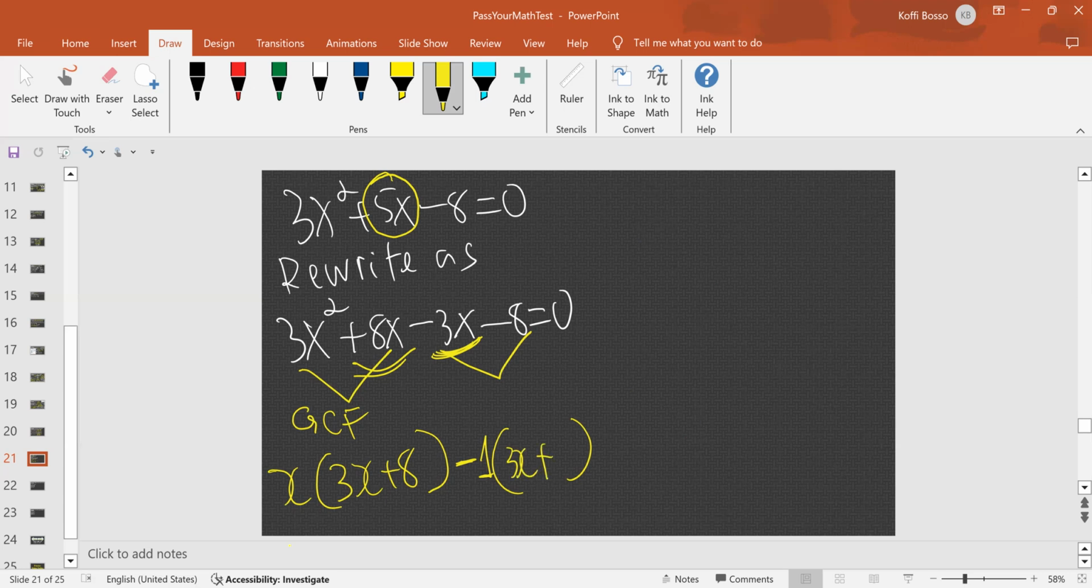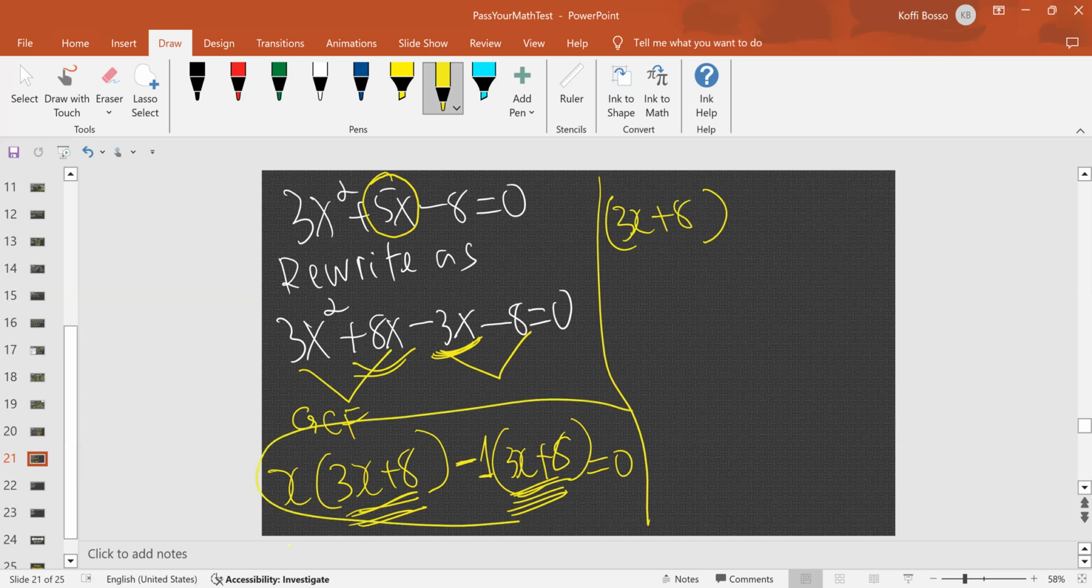And the negative 8 is like negative 1 multiplied by 8. But what is very important is that at this step, you must get the same expression in the parentheses. Now, to finish the problem, remember, we are saying equal to 0. So to finish the problem, we're going to take what they have in common, which is 3x plus 8. What they have in common, 3x plus 8. And now what is left outside the parentheses for each, we have x, we have a negative 1. So x minus 1. And now we have equal to 0.